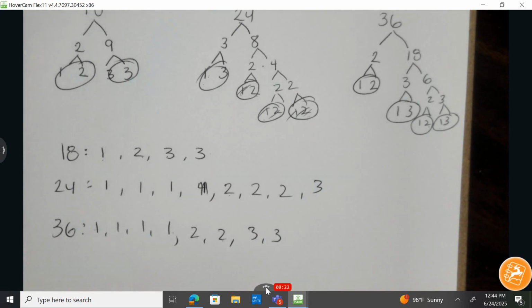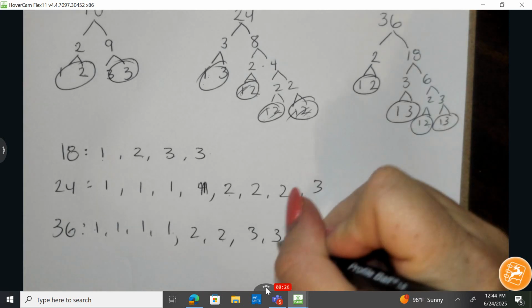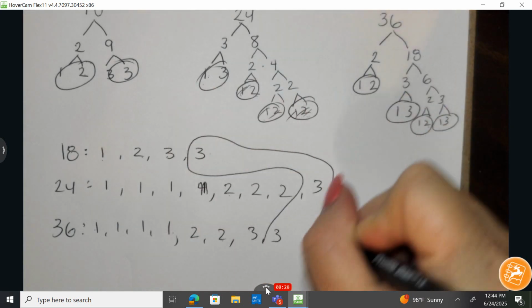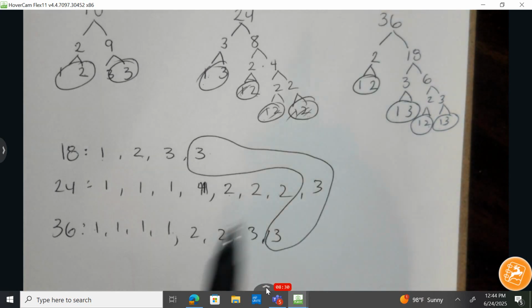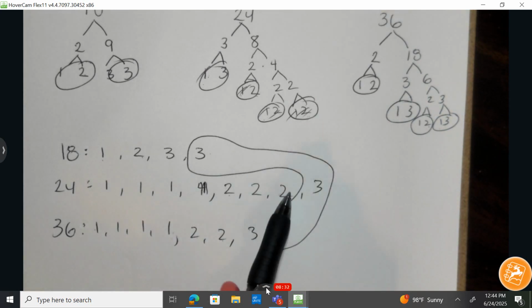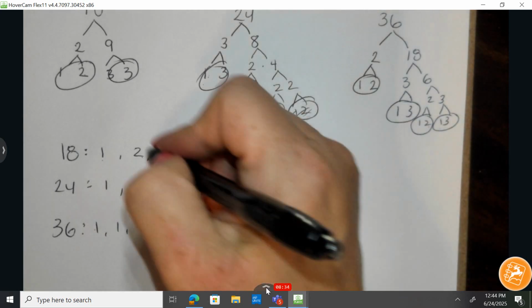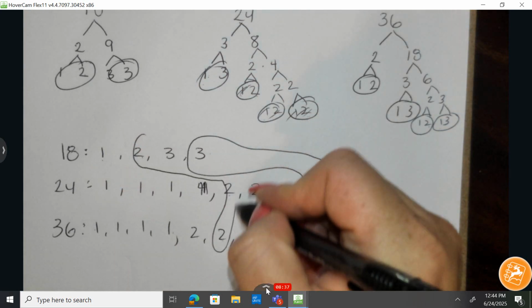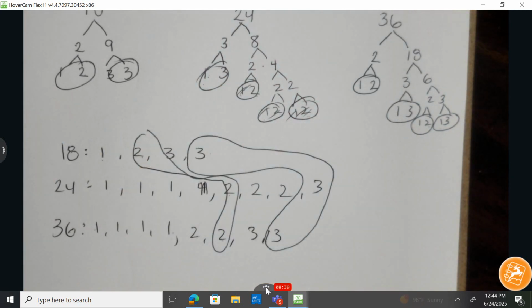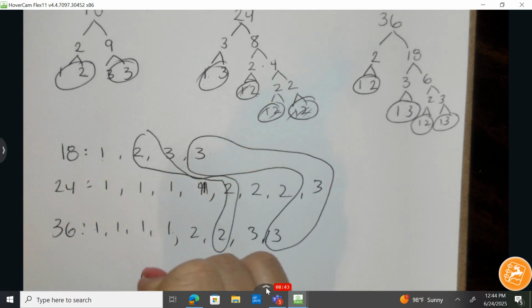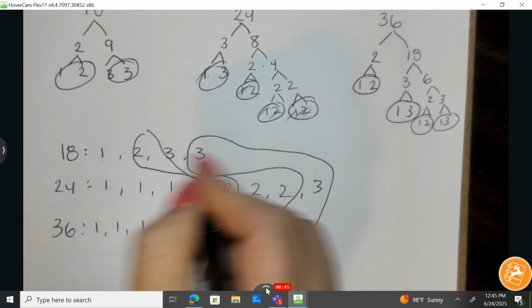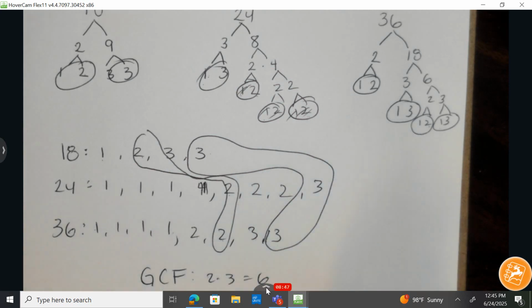Okay, great. So now I'm going to look for those common values in each list. Like, for instance, look at this. They all have a single 3. Now, this does not have an additional 3, so I can't circle, but they all have at least one 2. When you have more than one common value, then we're going to multiply to find the GCF. So the GCF, 2 times 3, is 6.